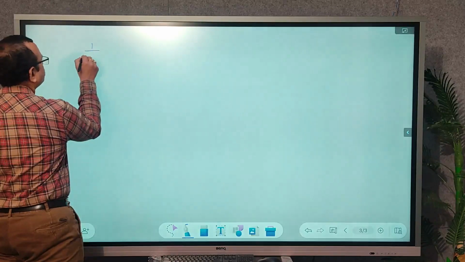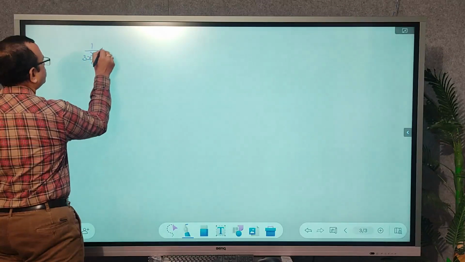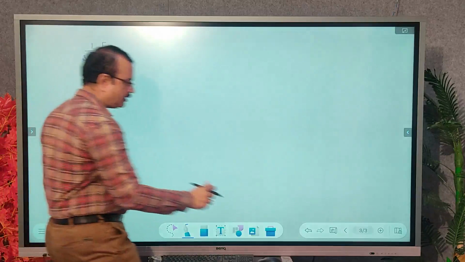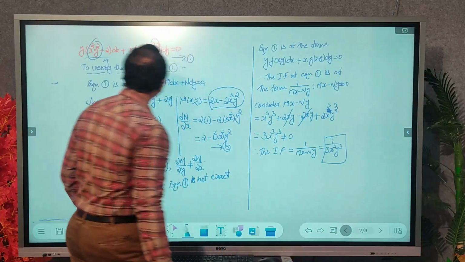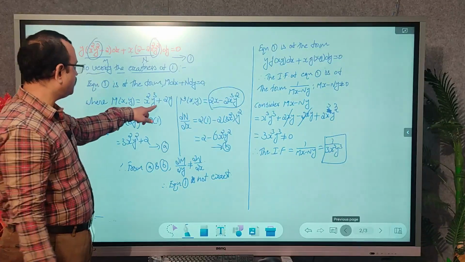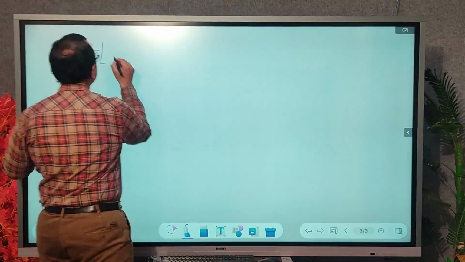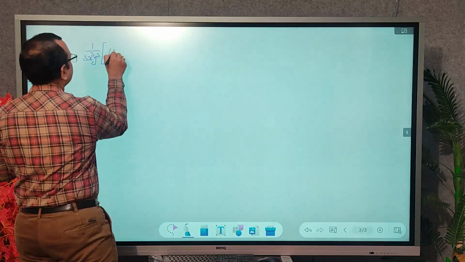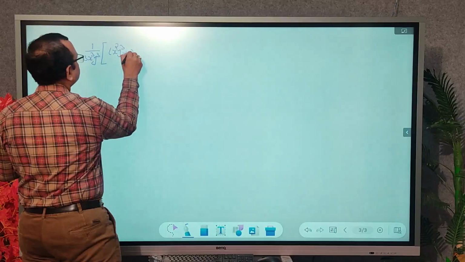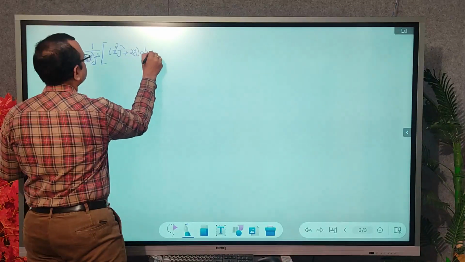So 1 by 3x cube y cube, this is the integrating factor. Into the differential equation, we will write it. So here we have M: x square y cube plus 2y into dx.